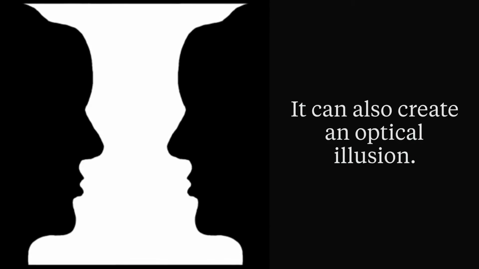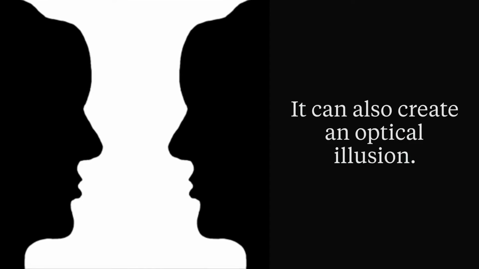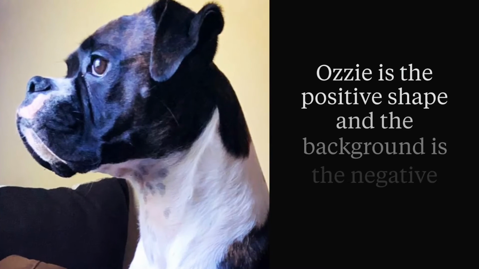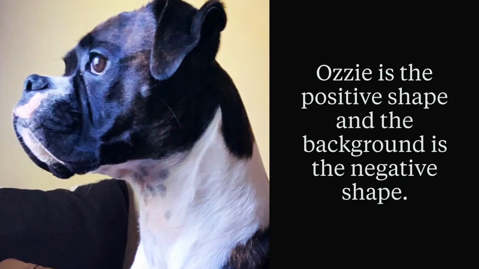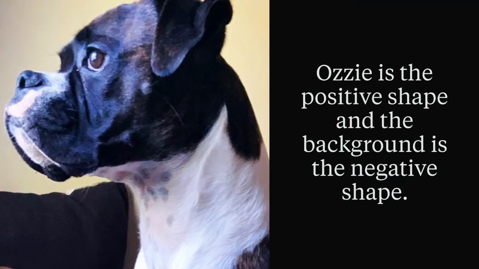If you see the black area of this picture as the positive shape, you will see two faces looking at each other. If you see the white area as the positive shape, it becomes a vase. In this picture, Ozzy's head is the positive shape and the background is the negative shape.